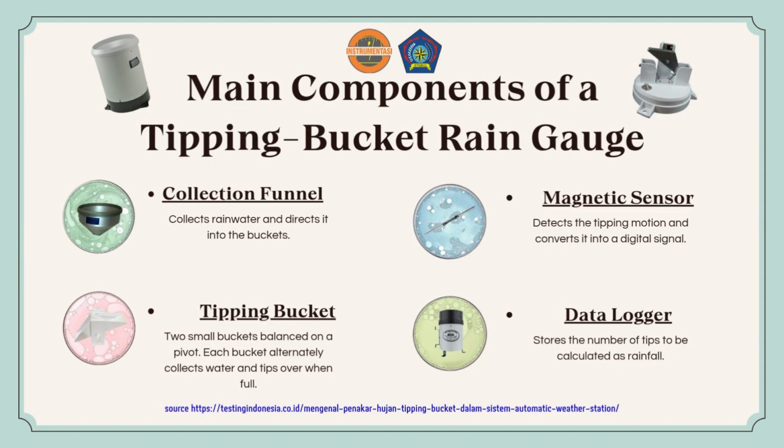These buckets alternately collect water and tip over when full. Third, a magnetic sensor detects this tipping motion and converts it into a digital signal. Finally, a data logger stores the number of tips, which are then calculated to determine the total rainfall.